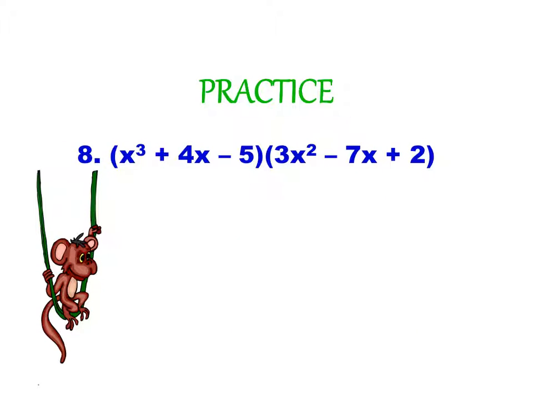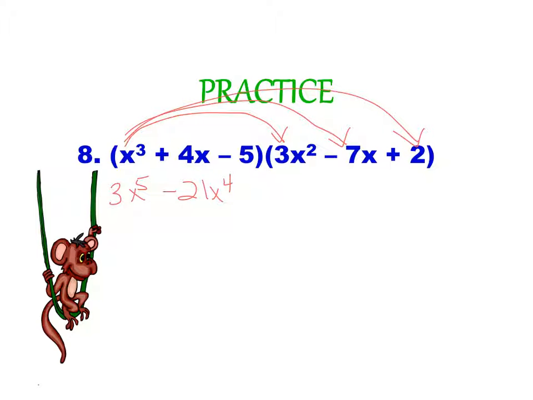Alright, here's another one. Basically, it's a trinomial times a trinomial. Whew! It's a lot of multiplication, but it's the same thing, and I want to use red. Alright. Distributive property. Distribute the first term to everything in the second parentheses. And minus 12x to the 4th, and I'm going to distribute it right here. Plus 2x cubed.